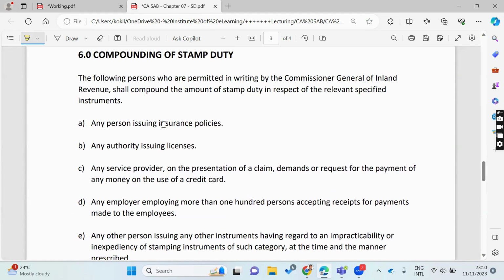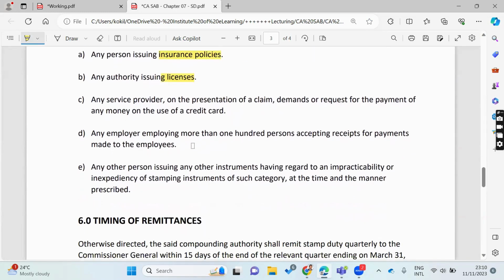If you take an insurance policy or insure a vehicle, then the insurance company will deduct and pay it to the IRD, right? The authority issuing a license will deduct from you and remit. The employer will deduct. Salary stamp duty is usually deducted by companies with more than a certain number of employees.